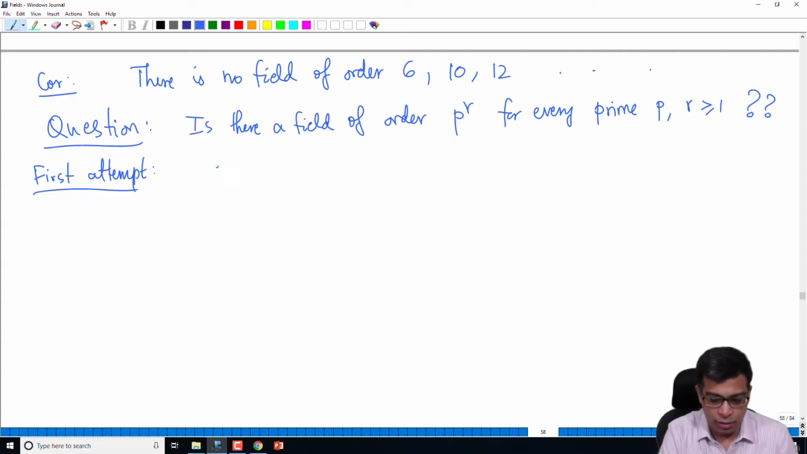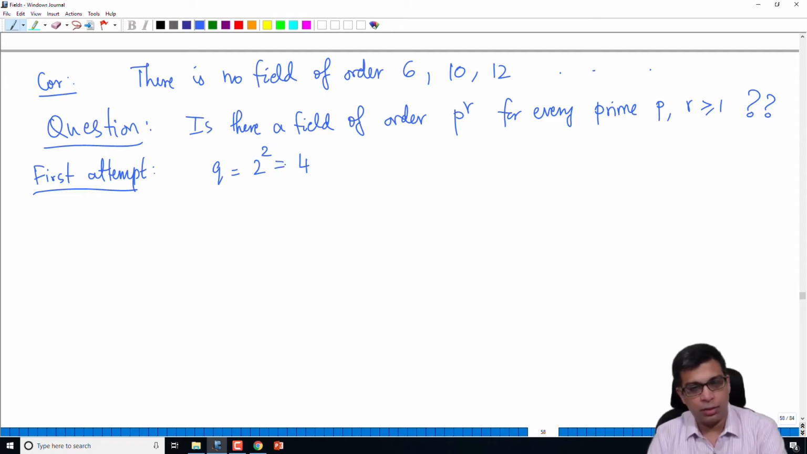Let's look at q equal to 2 squared, which is 4. This is not prohibited, right? From the lemma, we do not know if there is a field like this or not. It is not excluded by the lemma. So is there a field of order 4?